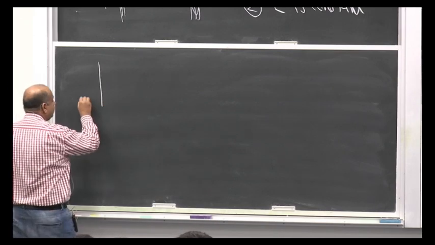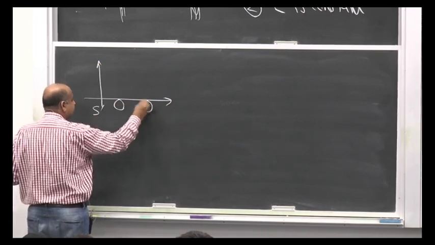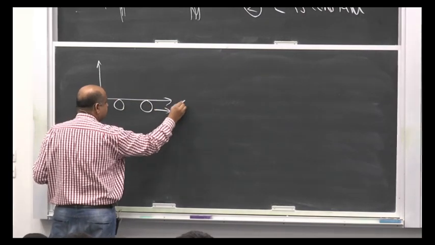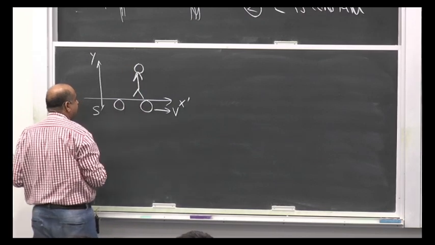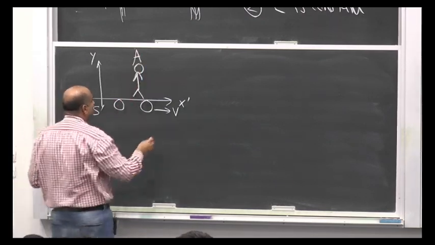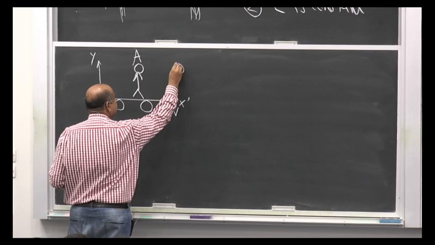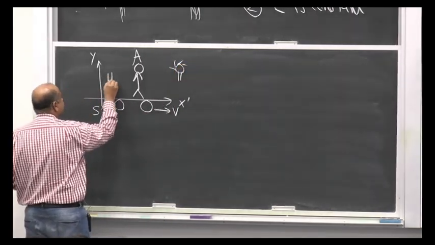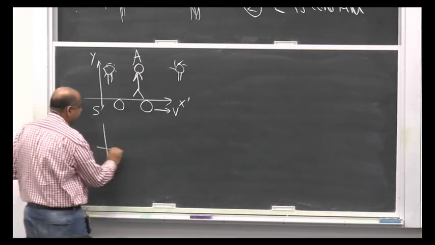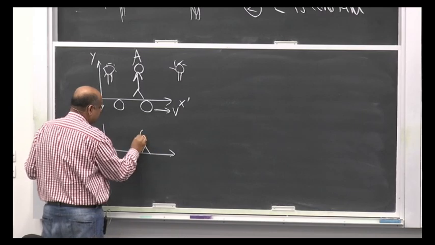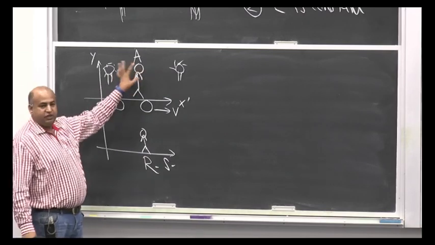For example, there is this train, let me put these wheels, going this way with velocity v, and there is a person standing here, let's say she's Anna, and she has two light sources, on this side and on this side. And there is another person standing here on the railway station who is also looking at what is going on in the train.